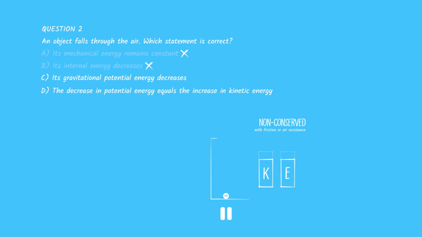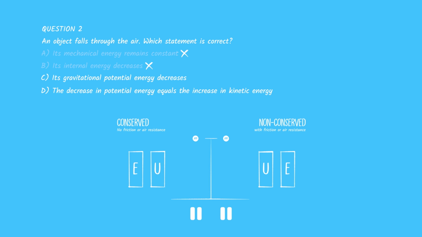In a non-conserved system, some mechanical energy can turn into other forms like internal energy, so it actually increases rather than decreases. Even if the system were conserved, internal energy would not decrease anyway. Think you know why? Drop a comment and let us know.